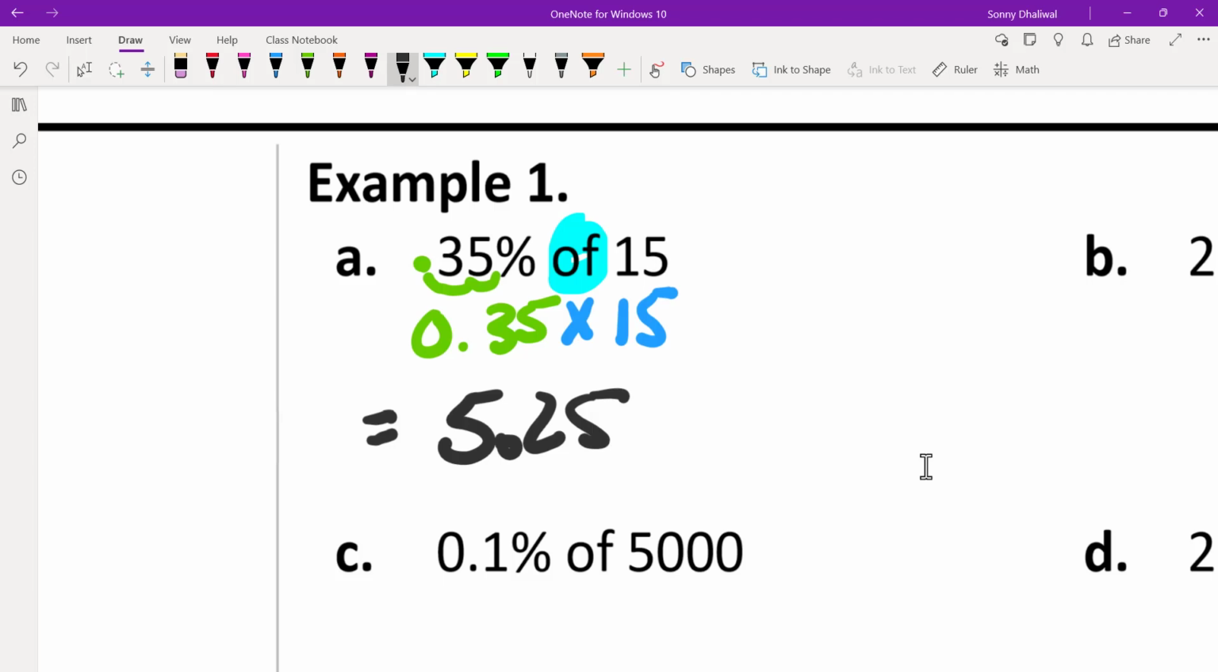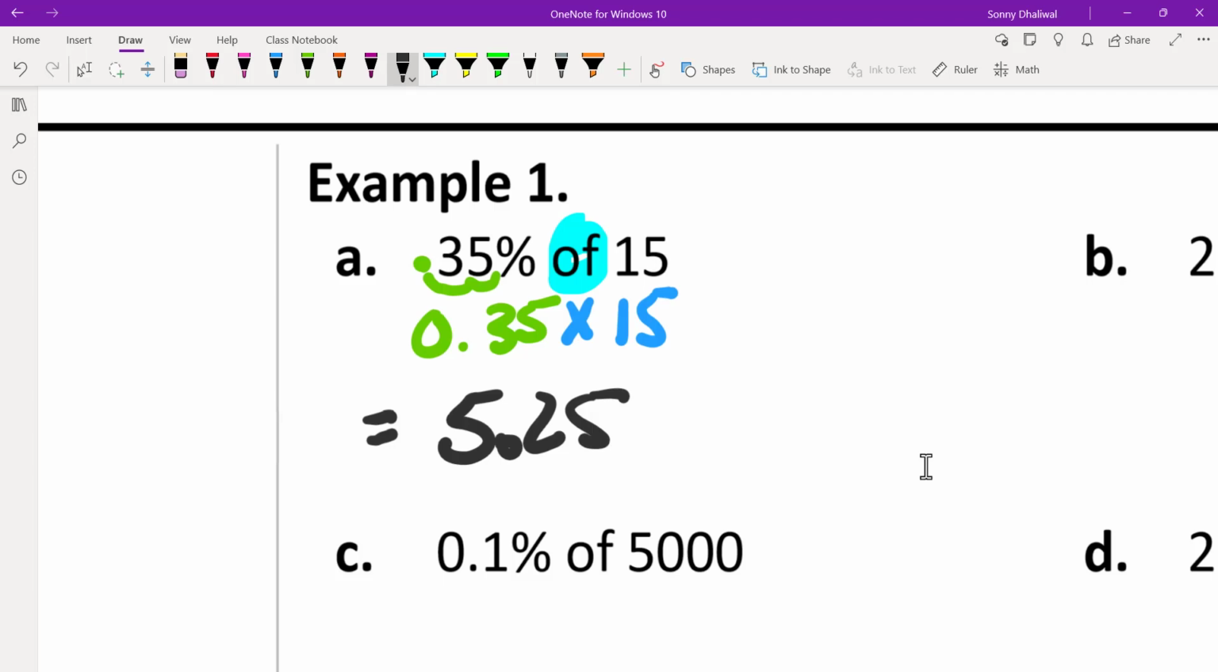What's 10% of 15? Can you do that in your head? We're going to move the decimal place 1 spot to the left, or divide the number by 10. So 10% will be 1.5. That you should be able to do in your head. And if I want to do 35, 35 is made of 3 tens: 1.5, 1.5, 1.5. That is 4.5, right?